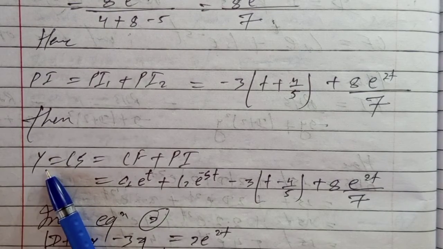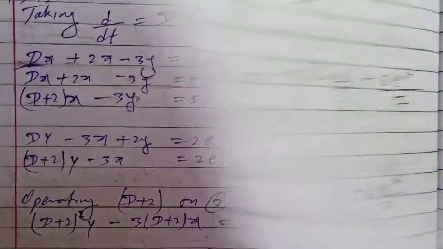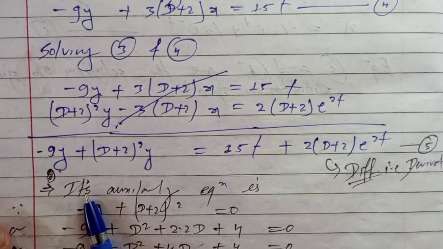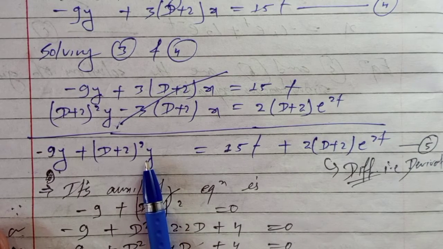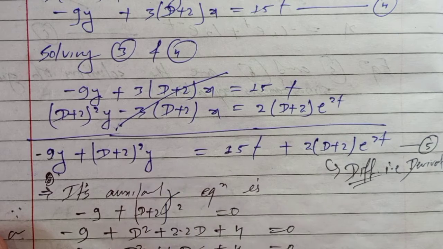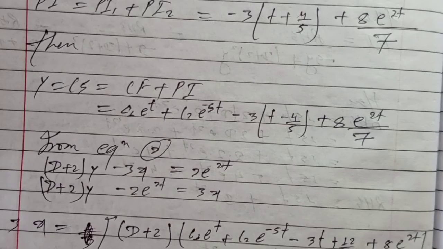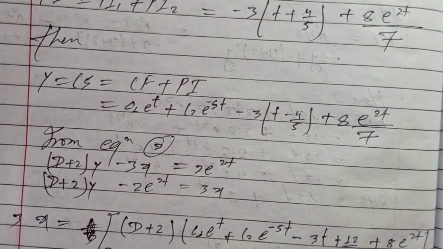But we see here that we have y, because y was multiplied in the symbolic form of the auxiliary equation. This was our auxiliary equation, where y was multiplied. So the complete solution will be equal to the value of y. Then we got the value of y. So from any of the equations we should get the value of x.